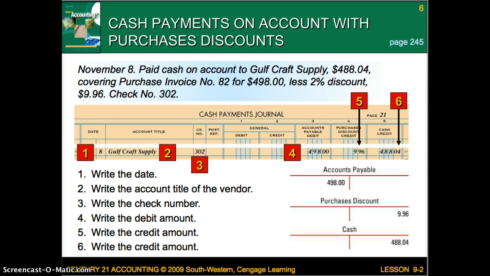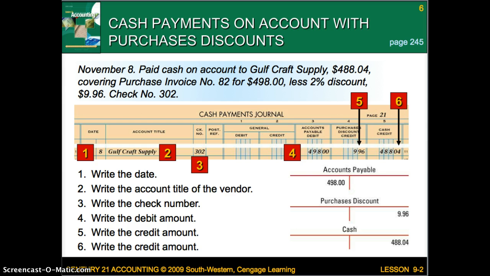It's written 2/10, comma, n/30. We use this all the time. These are very, very common terms. That means the 2 is 2%. So you get 2% off if you pay in 10 days. But no matter what, the entire amount is for sure due in 30 days. So if on January 1st you get 2/10 net 30, if you pay by January 10th, you get 2% off. If you pay sometime between the 11th and the 30th, you don't get any percentage off, but your amount is due in full in 30 days.